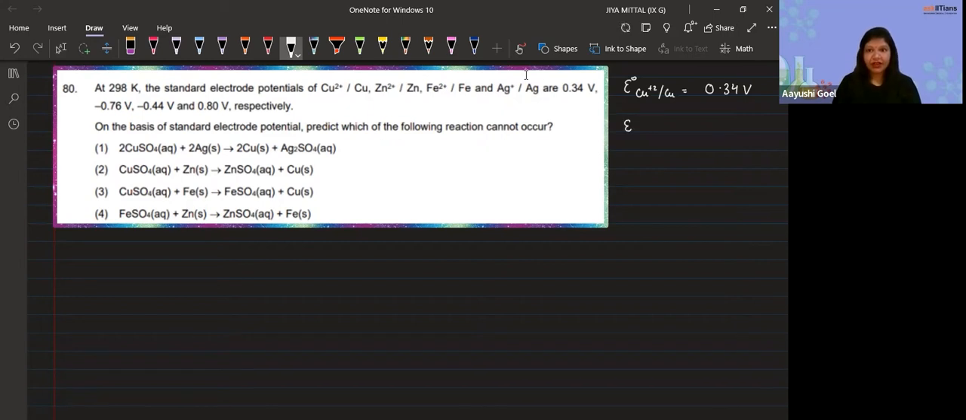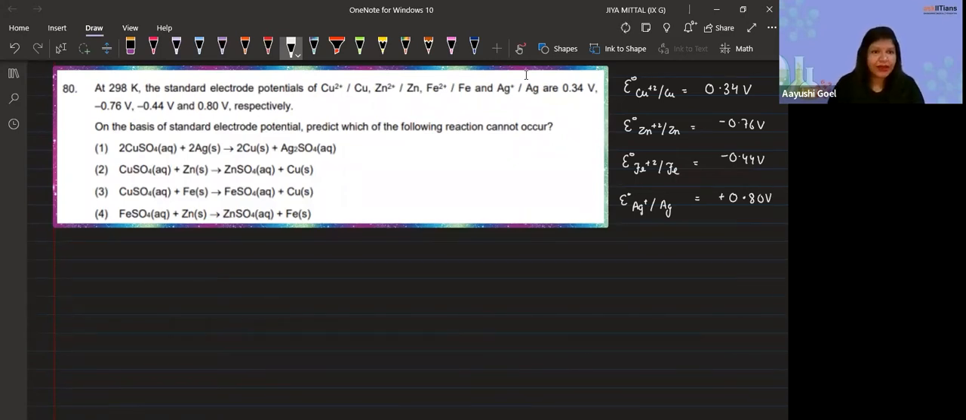Second, they have given you the standard reduction potential for zinc plus 2 to zinc, that is minus 0.76 volt. Third, the reduction potential of iron plus 2 to iron, that is minus 0.44 volt. And last, the reduction potential of silver, Ag plus to Ag, that is plus 0.80 volt. Clear? Now the question is, on the basis of the standard electrode potential, you have to predict which reaction will not occur.